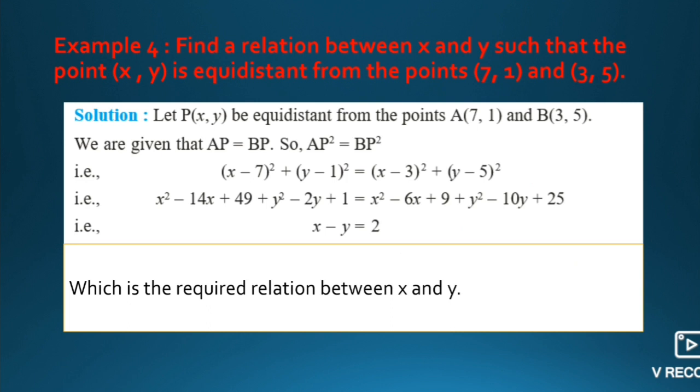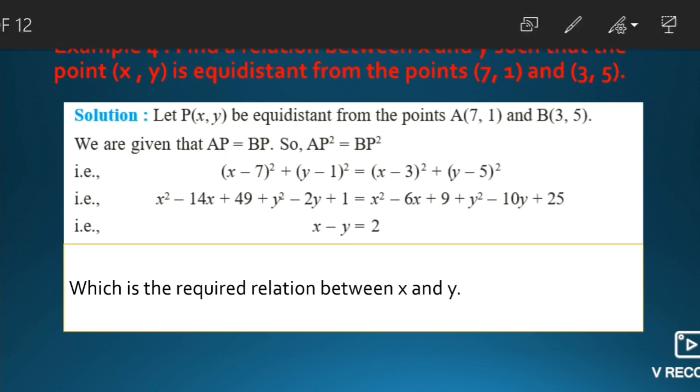Okay, now this example. Find a relation between x and y such that the point (x, y) is equidistant from the points (7, 1) and (3, 5). Suppose I am considering (7, 1) and (3, 5) as the points A and B, and I am considering the point (x, y) as P. These are the three points. It is given that this point P is equidistant from A and B.